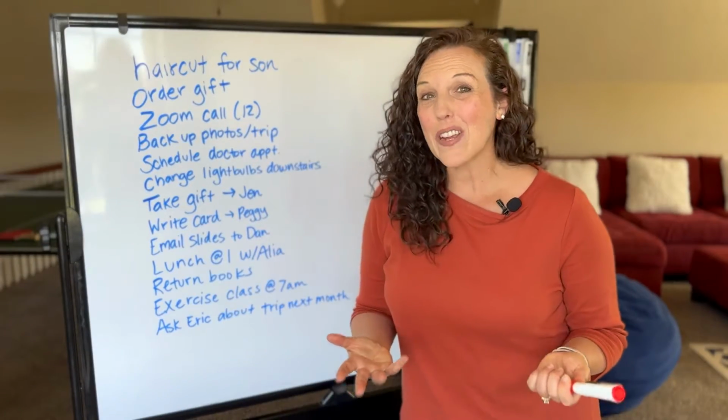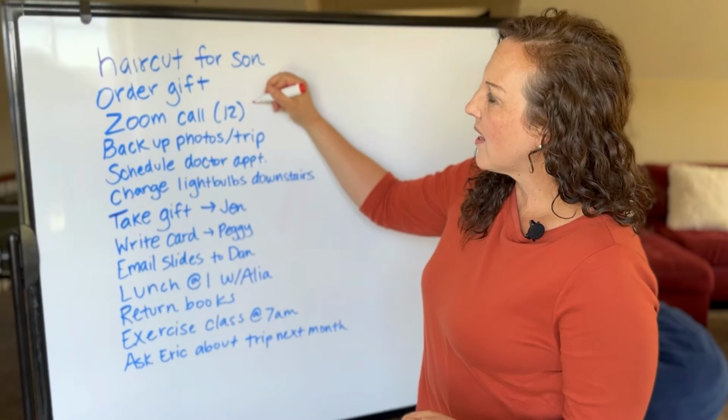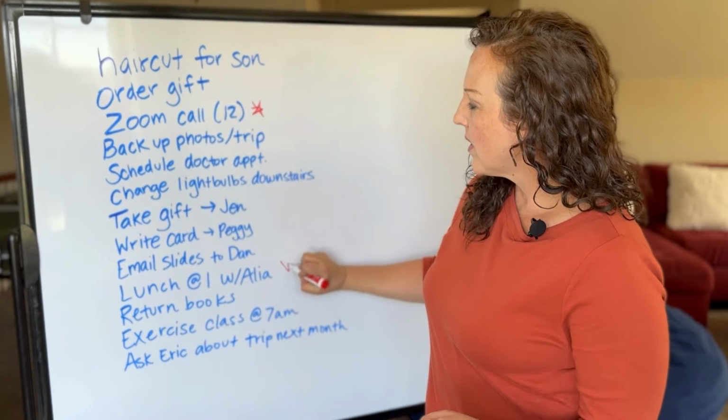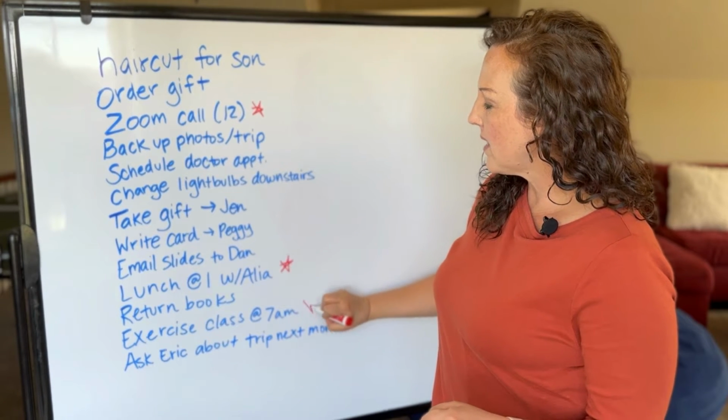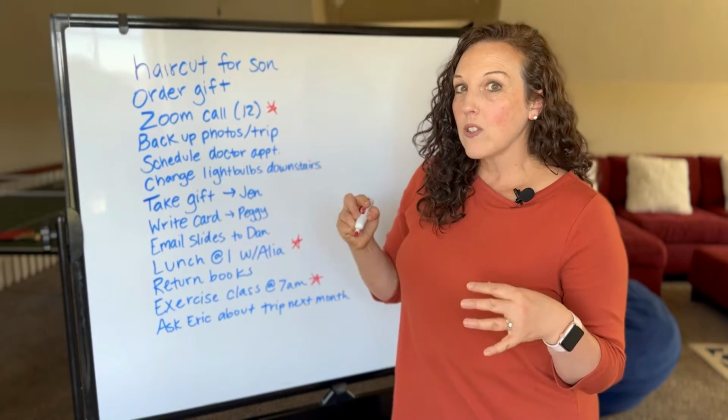Okay, the first thing that I recommend that you do is just identify the things that have to be done today. So in this case, it's anything that's done at a specific time. Like, okay, this is at noon today, this is at 1 today, this would be at 7 a.m. today. And then maybe there's a task or two that I have to do today.